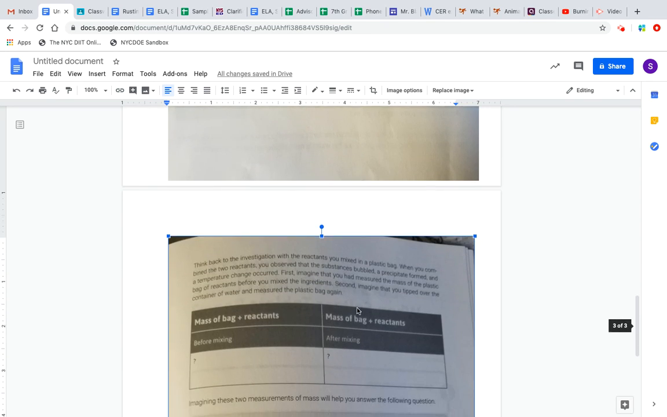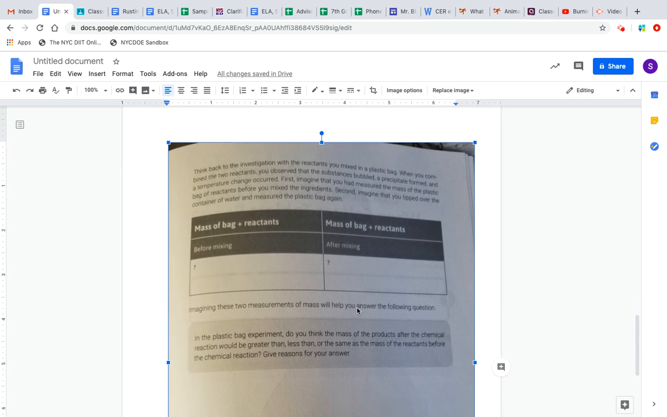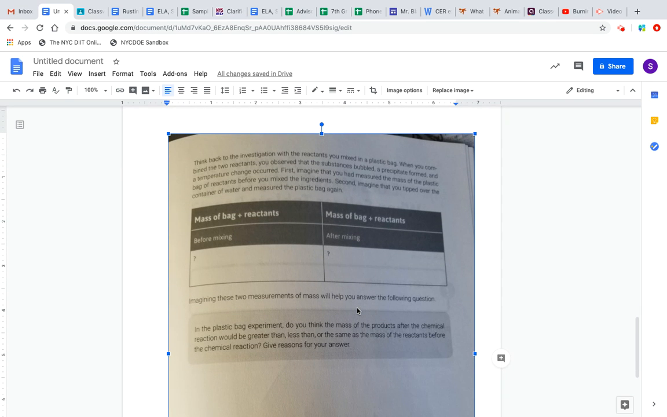All right. So now let's think back to the investigation with the reactions you mixed in the plastic bag. When you combined the two reactants, you observed that the substances bubbled. A precipitate formed. Hopefully, you guys remember that word precipitate. That is when a solid starts to form and it kind of settles at the bottom. And a temperature change occurred. If you remember, a lot of you who did it correctly, when you had that Ziploc bag in your hand, you noticed it started to get warm.